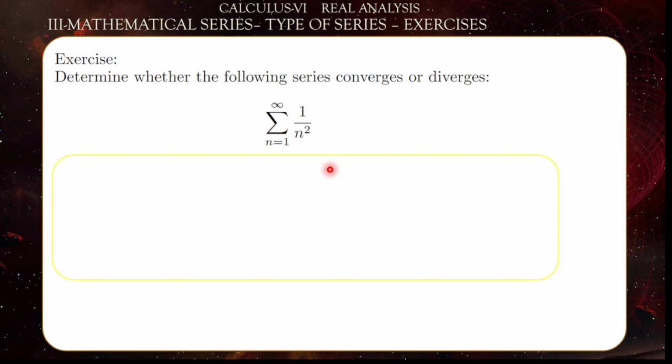Okay, another one, determine whether the following series converges or diverges. Sigma from n equal 1 to infinity of 1 divided by n squared. Another one, determine whether the following series converges or diverges. Sigma n equal 1 to infinity of 1 divided by n squared. Seems a little bit similar to the previous one.